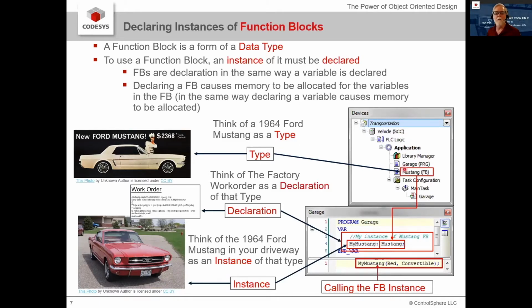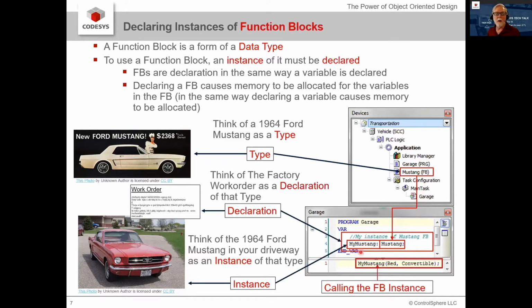So a 1964 Ford Mustang is a vehicle type. It's a specification. In CODESYS, the corresponding thing is a function block. It's a specification. You cannot drive a 1964 Ford Mustang specification. You can't drive it. You cannot run a function block. Ford must first make one for you, and in CODESYS, you must declare one first. Ford uses a work order to tell the factory to start assembling the parts and putting things together. In CODESYS, you declare it.